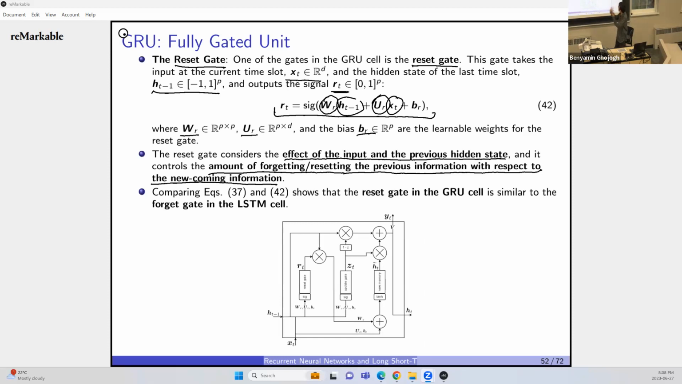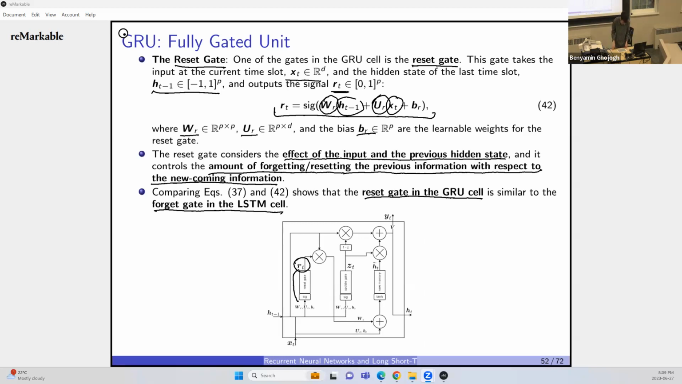So the reset gate, what does it do? It takes the effect of input and the previous hidden state, and it controls how much I should forget or reset. Comparing equations 74 and 42 shows that the reset gate in the GRU cell is very similar to the forget gate in the LSTM cell. Okay, here it is, the reset gate. This is the reset gate.